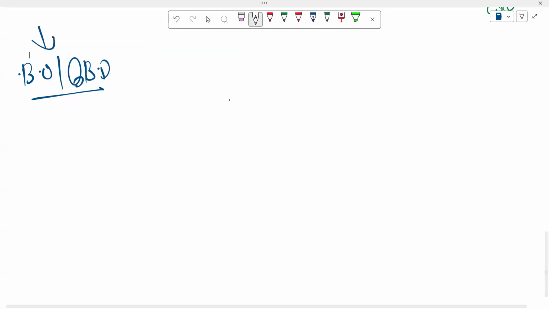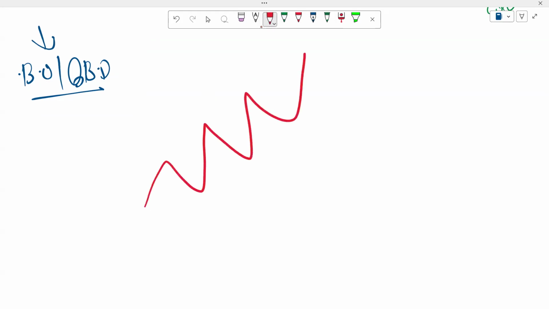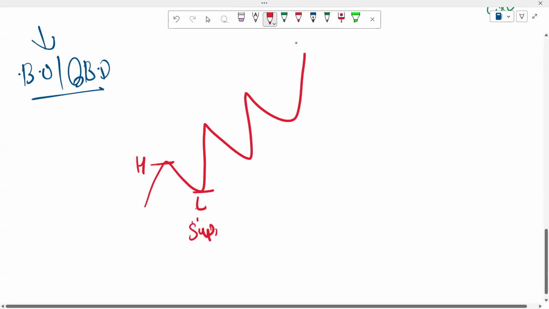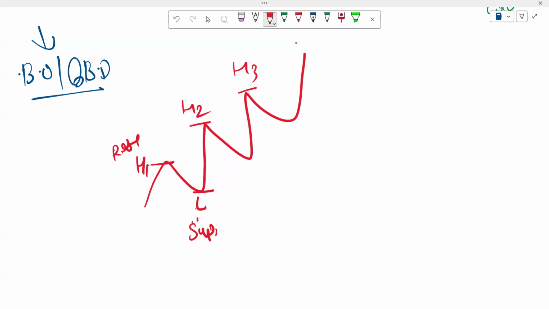Okay, now let's say your market is going up. Yeah, this is a typical uptrend. In an uptrend, what you are seeing, see, this is the high, or this is the low point. This low acts as a support, and the high acts as a resistance. So see, this high is going higher and higher. You are able to see this high H1 has broken the previous high and made a new high H2.